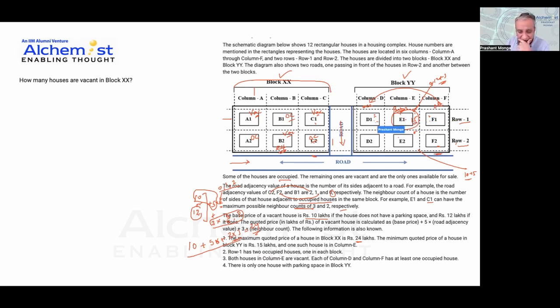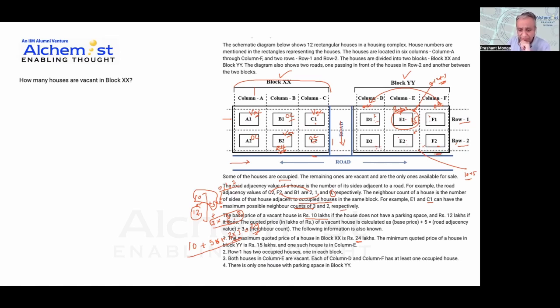And what about E2? E2 doesn't have parking, and if so, that means at least one of these two is occupied. So E2 has one person occupying it. It says road, so this value would be 18. So that means this is 18, and one of these two is definitely occupied. Okay, and I get that.